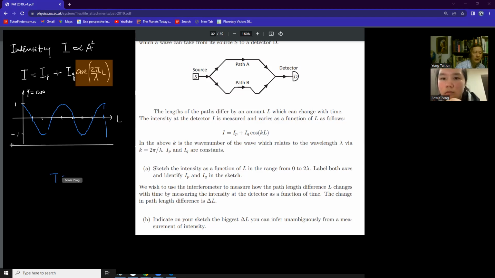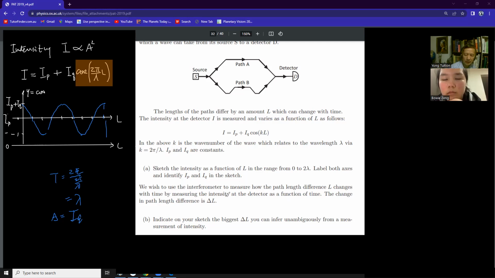Yeah, if this is our new axis, yes, this is our L, and this will be IP. Can you see? There'll be 0. There'll be IP. Okay. So this will be IP plus IQ and IP minus IQ. Okay. Yeah, it's very simple, this question. Sketch that, we have done that.